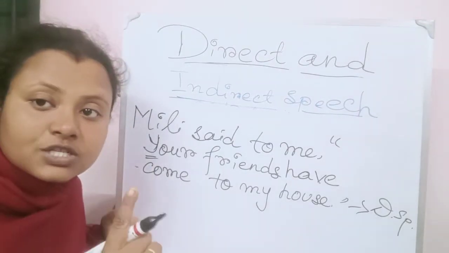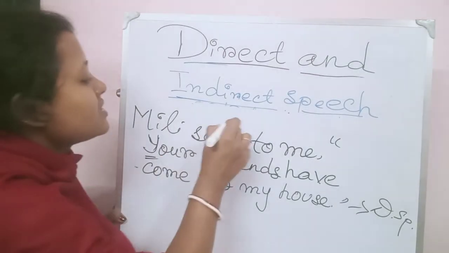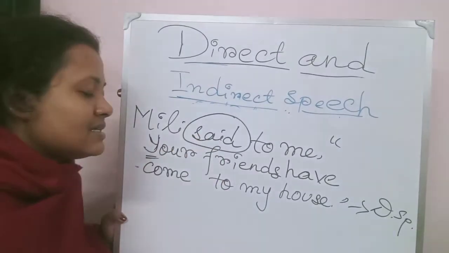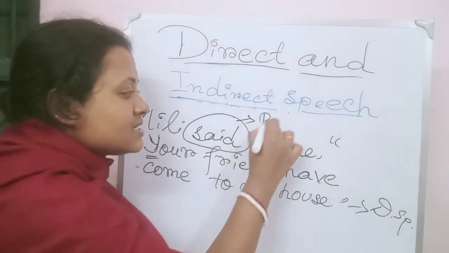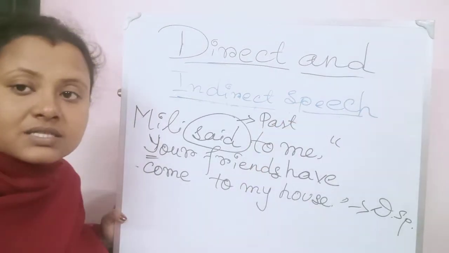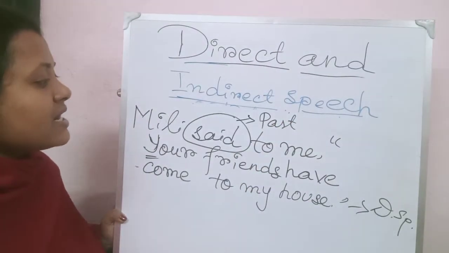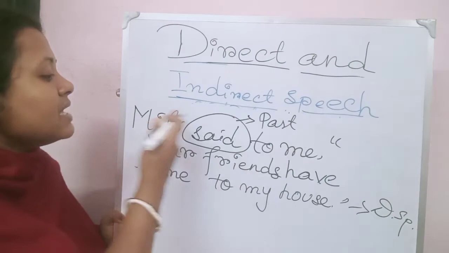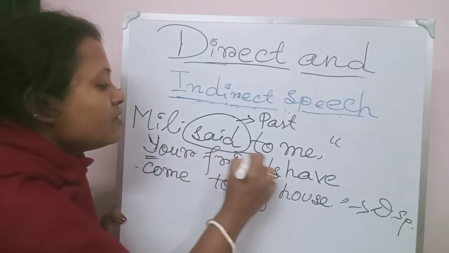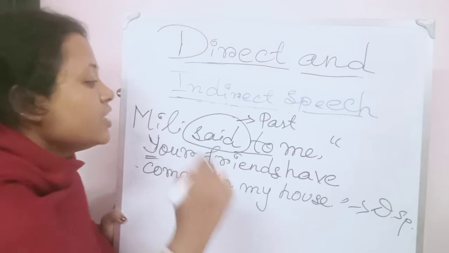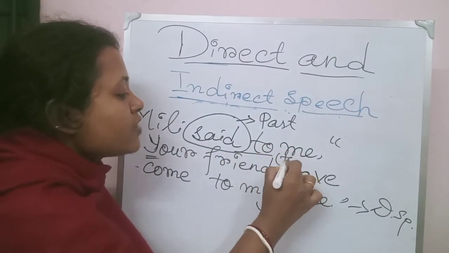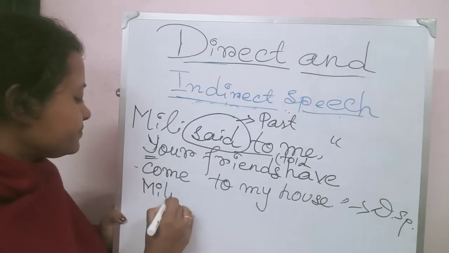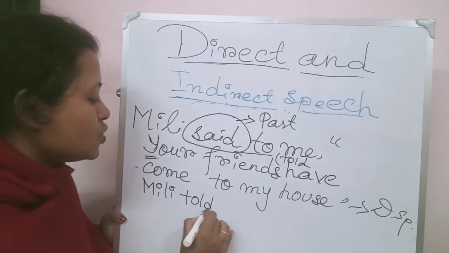Then the next thing you should look for in this sentence is the reporting verb. What is the reporting verb? Said. It is written in past tense. So obviously the tense within the inverted commas will also get changed. So Millie said to me. Wherever there is said to, you have to write told. So you have to write Millie told me.